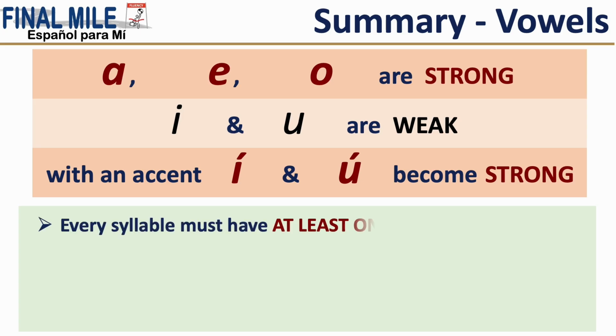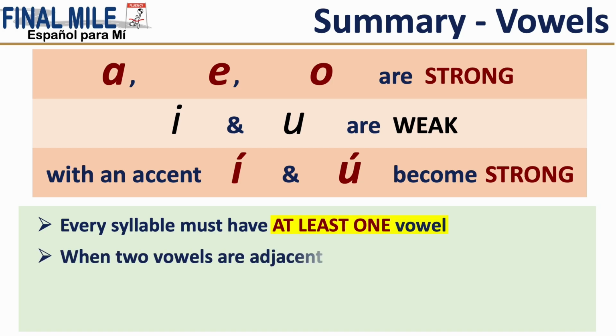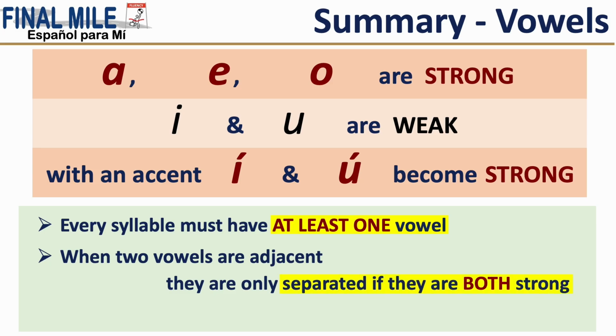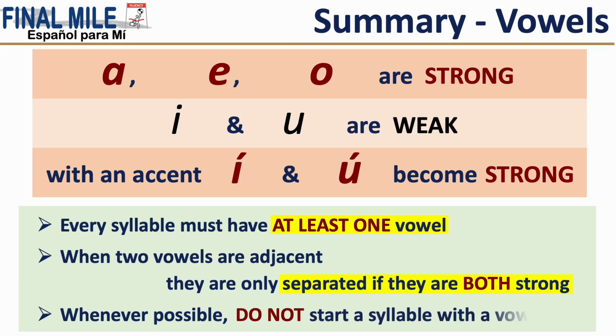Okay? Every syllable must have at least one vowel. When two vowels are adjacent, they are only separated if they are both strong. It's the only time you separate them. Okay? And whenever possible, we do not start a syllable with a vowel.